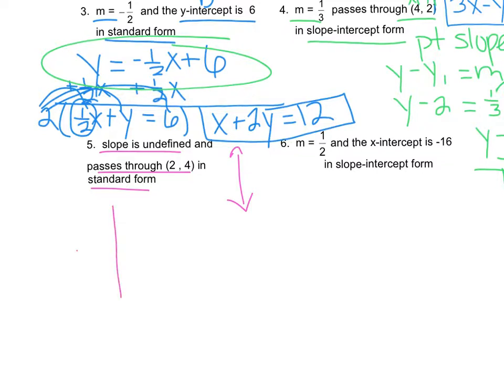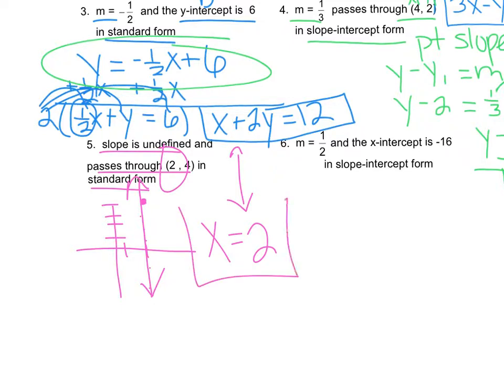So on this one, I'm going to go ahead and just draw a graph so that way we can see it visually. So I'm plotting the point 2,4. So we know that the slope is undefined, which means a straight vertical line, and it passes through that point that we just plotted. So it should look like this. If we have a vertical line, this vertical line right here, every single x value that is on this line is going to be 2. So x equals 2 is your equation, because every single x value will be 2 there. That's all you have to do.